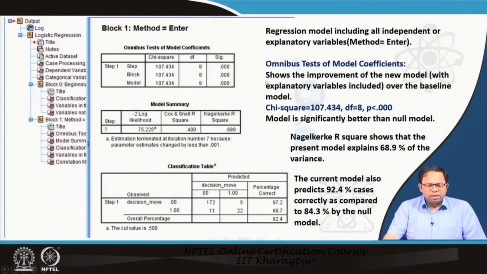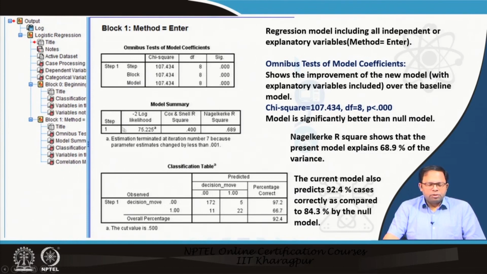So the next table shows us the omnibus test of model coefficients. This shows the improvement of the new model with explanatory variables included over the baseline model. So that means once we have included the new variables in the model along with the constant, is it going to improve the model, is it an improvement over the existing model? So this could be done using a chi-square test, where we have found the chi-square is 107.434 and the degrees of freedom is 8 based on the variables that are included, and the significance level is less than 0.001. So that actually is significantly better than the null model. Null model means the model which doesn't have any explanatory variables.